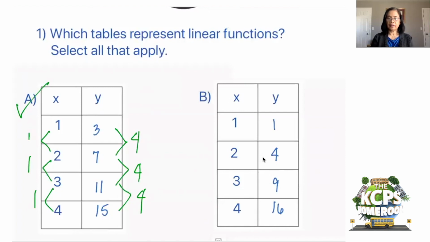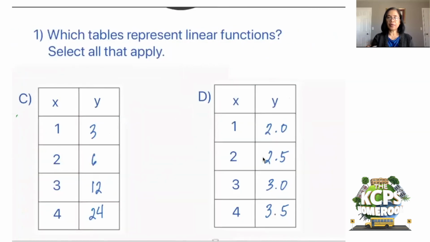Okay, let's look at the second one. So from 1 to 2 over these intervals, do we have equal differences? We move from 1 to 4, you now have 3. We move from 4 to 9. The difference here is 5, and the difference here is 7. Okay. So our conclusion, this table does not represent a linear function.